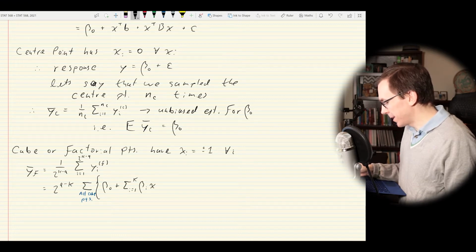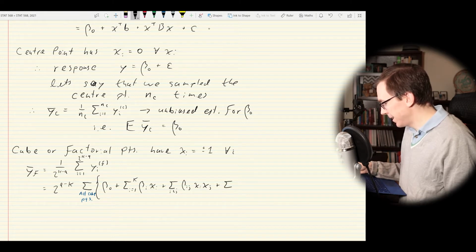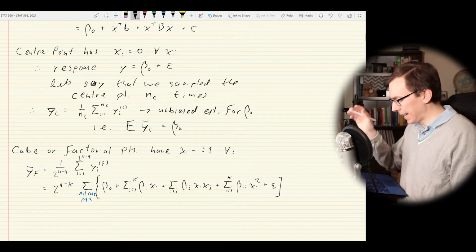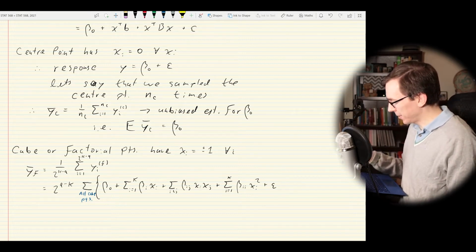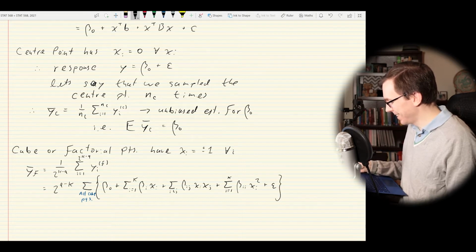Because inside what we're going to do is sum up, well, what is y_i? Well, it's just our equation here: the sum over i less than j of beta_ij x_i x_j, plus the sum from i equals 1 to k of beta_i x_i squared, plus epsilon. So just the same thing again. Oh, and this is technically a curly bracket, just for consistency.